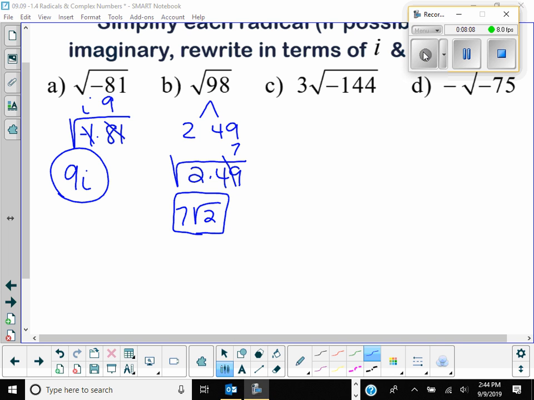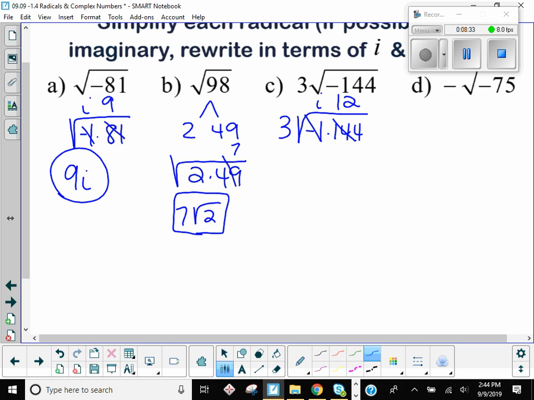So when I do 144, 144 is a perfect square. What's the square root of 144? 12, right? So if you can recognize your perfect squares, you save yourself some math too, because you didn't actually have to do the factor tree. So two things going on. The square root of negative 1 is i. Square root of 144 is 12.